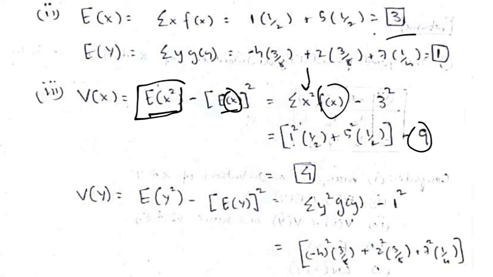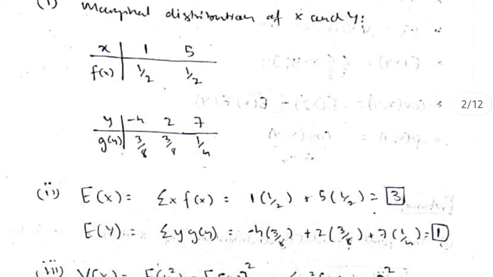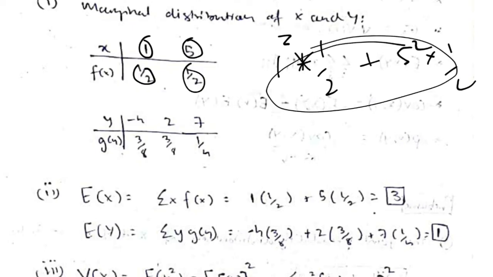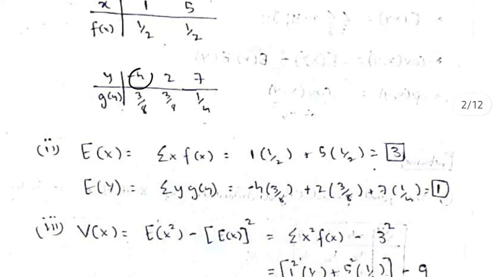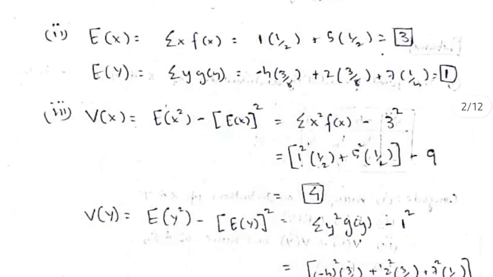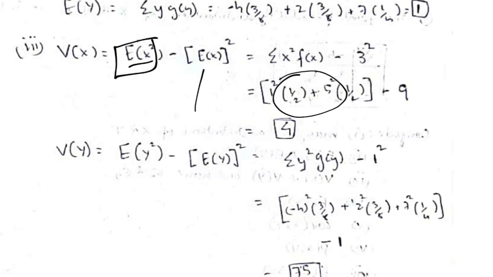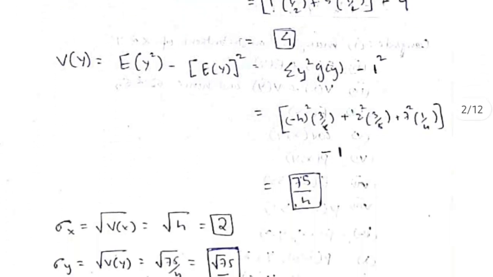Let's focus on this one now. X square into f of x, right? So what are the x values and f of x values? 1 into 1 by 2. So therefore what will we write? 1 square plus 1 square into 1 by 2 plus 5 square into 1 by 2. Okay, then we'll be adding. Okay, same thing we'll be doing for y also. Minus 4 square into 3 by 8 and 2 square into 3 by 8 and 7 square into 1 by 4. Then we'll be adding all those values to get E of x square. Okay, after we get E of x square, substitute that value here and then subtract E of x whole square. Okay, then we'll get V of x. Same thing we'll do for V of y also.